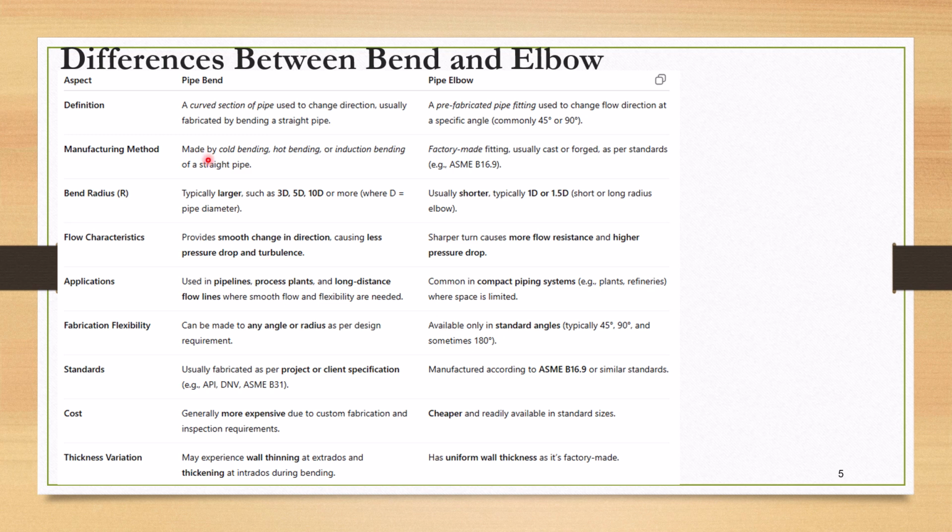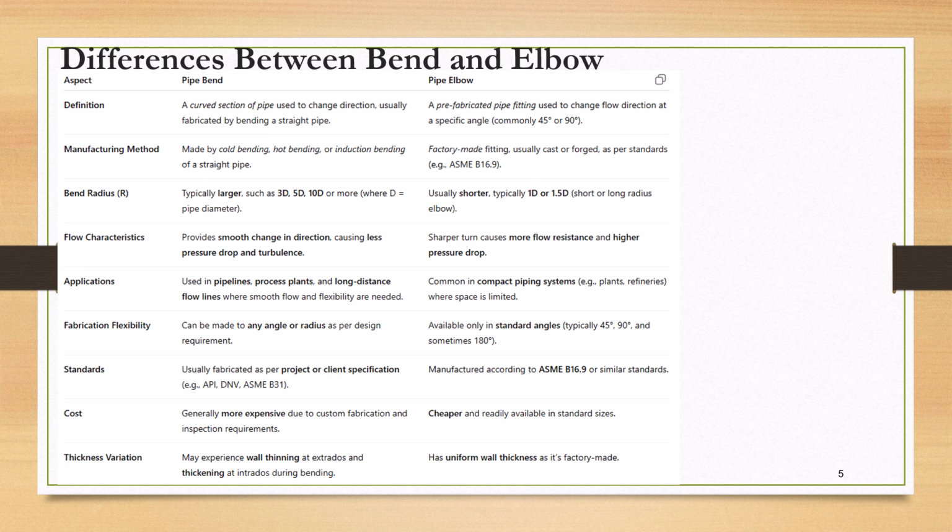Manufacturing method: a bend is made by cold bending, hot bending or induction bending of a straight pipe, whereas pipe elbows are factory made fittings, usually cast or forged and as per a standard like ASME B16.9. Bend radius is typically larger, such as 3D, 5D, 10D. These are for hot bends, and more than 20D is usually for cold bends. While pipe elbows are usually shorter, short radius elbows are usually 1D and long radius elbows are 1.5D.